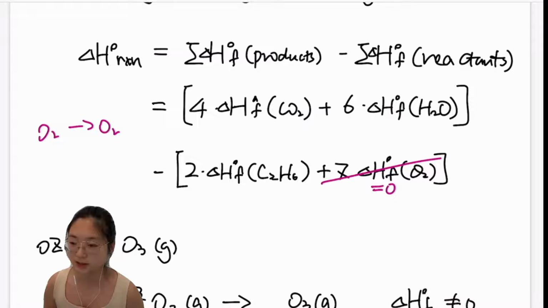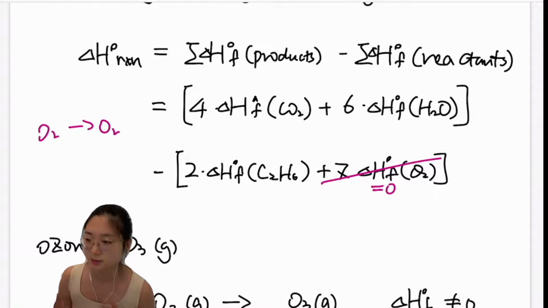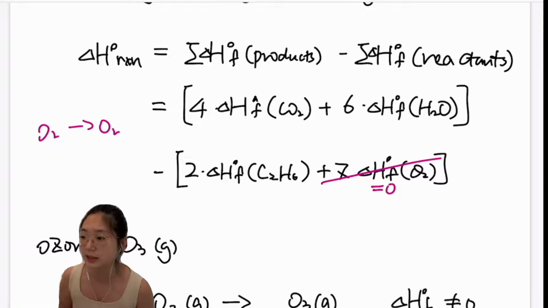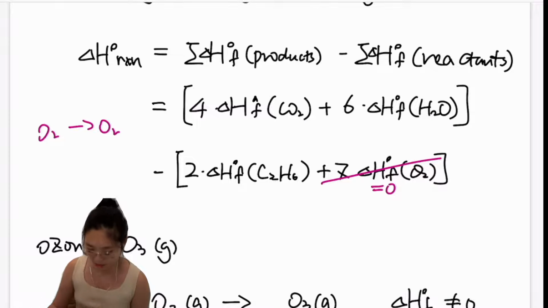So to get delta H reaction, we subtract the delta H formation of the reactants from that of the products: products minus reactants. Okay, always remember this, find products minus reactants, but when it comes to bond enthalpy, it's the other way around. I'm going to explain it.